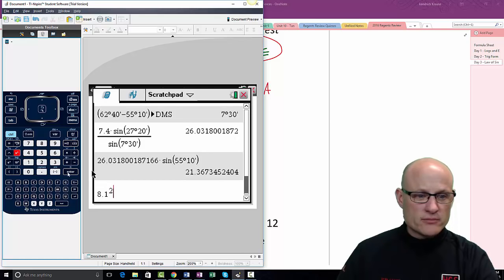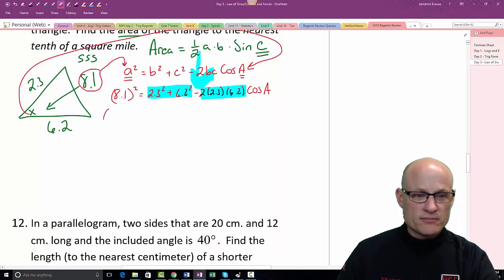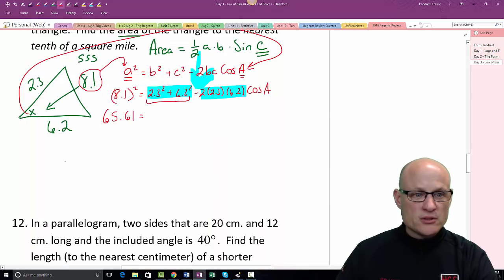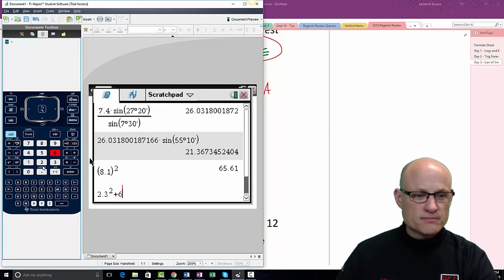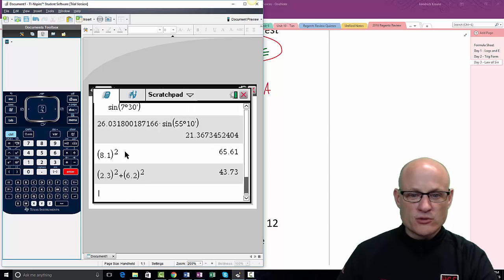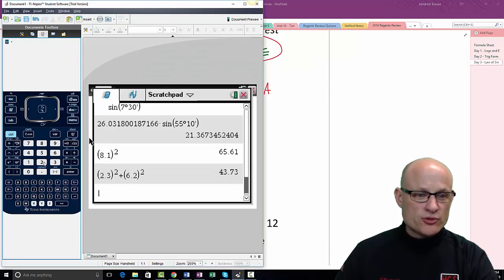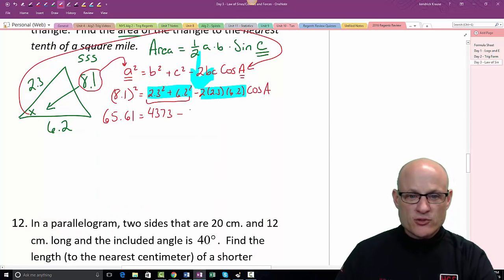8.1 squared equals 65.61. Equals, and I'm going to just type this in right here, 2.3 squared plus 6.2 squared equals 43.73, minus 2 times 2.3 times 6.2 equals 28.52.